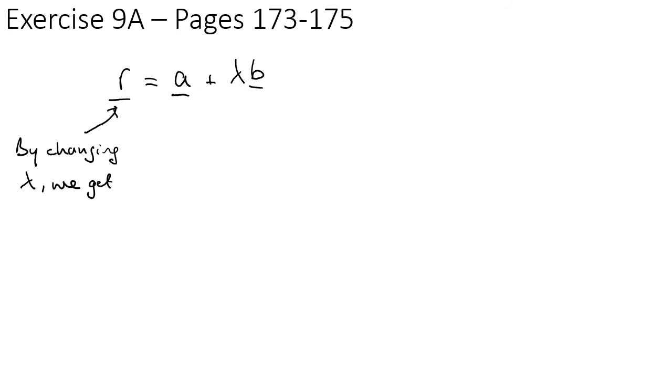Right, you should now be able to do exercise 9A on pages 173 to 175. So just remember the vector equation of a line in 3D is in this form. So this will be a point on the line which we can generate by different scalars. Okay, so by changing lambda, we get different points on the line.